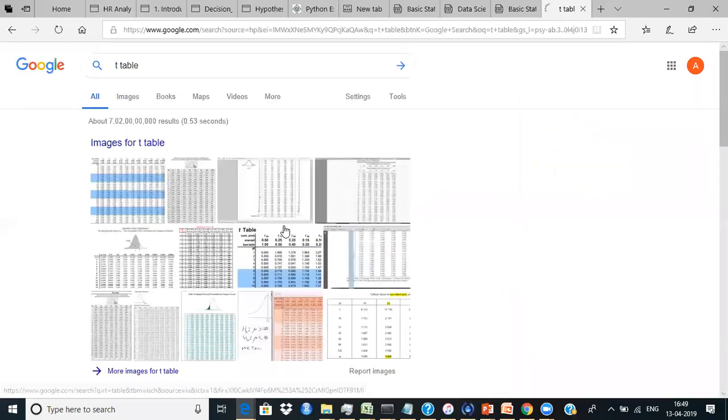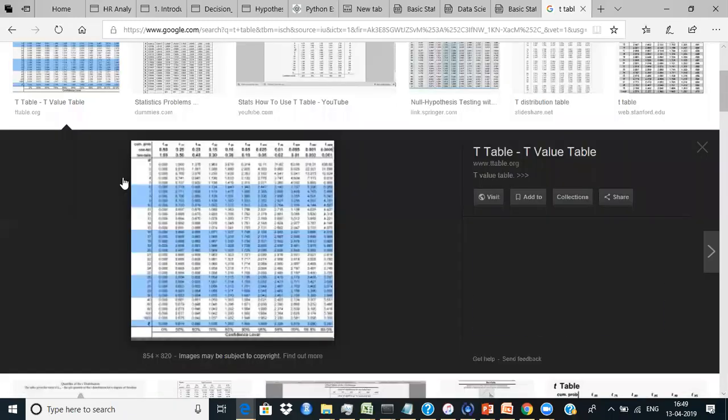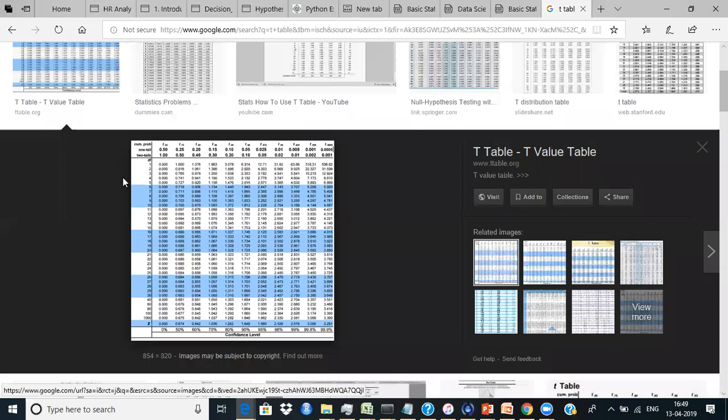T table, right? So T table. Yeah. So where do you see n-1?